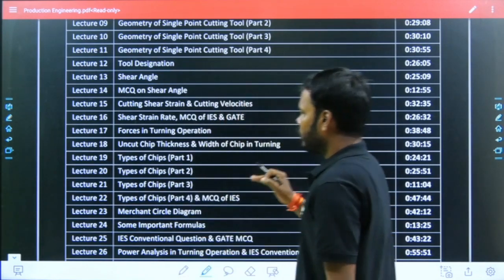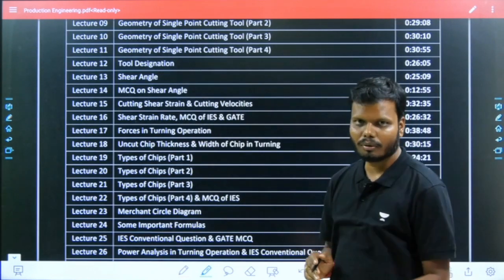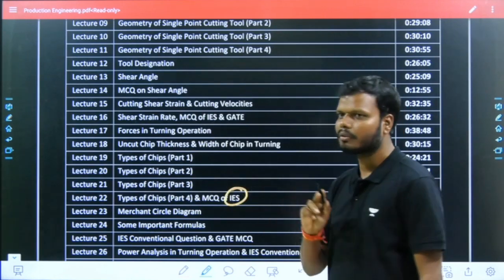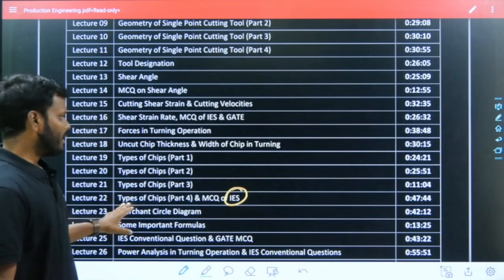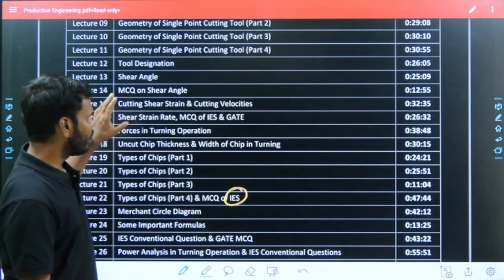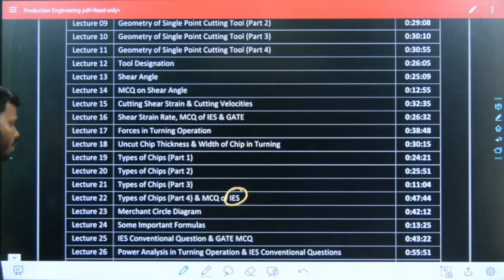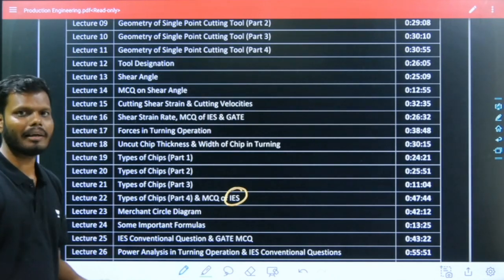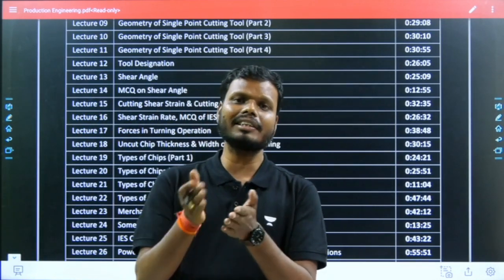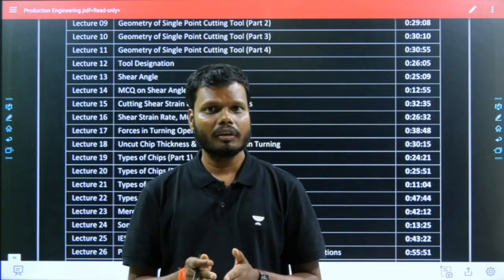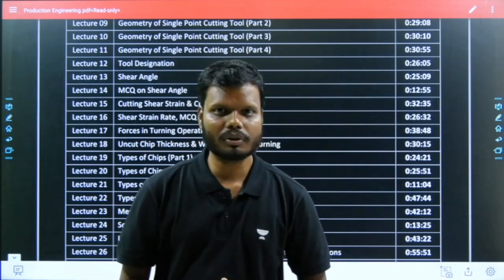If you are clear on the theoretical portions or theoretical questions, then you can solve engineering services objective questions. Clear that point? So objective questions of IES can be solved in each and every topic. Merchant circle diagram, some important formulas, IES conventional questions and GATE MCQ. GATE numerical questions are completely related to engineering services conventional questions, and GATE theoretical questions are completely related to engineering services objective questions.